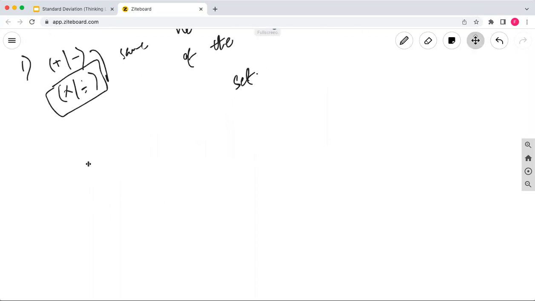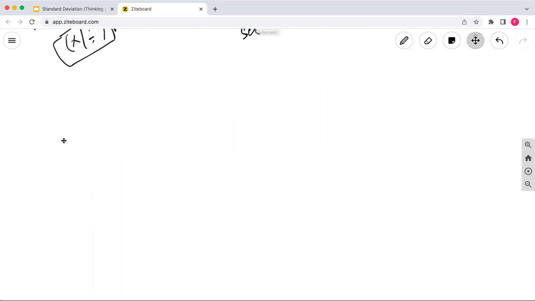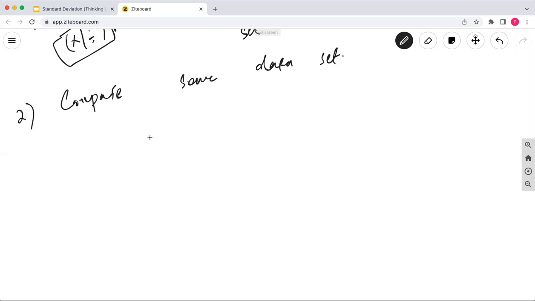The second thing which is usually tested in question form is that you're asked to compare some data sets, and their length, their number of elements, could be the same and could be different. And one more thing, which I forgot to tell you earlier, is that if you're having two data sets having the same number of elements, just like this, 3, 4, and 6.